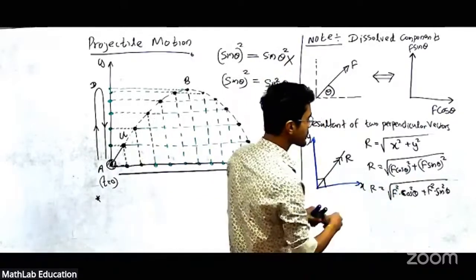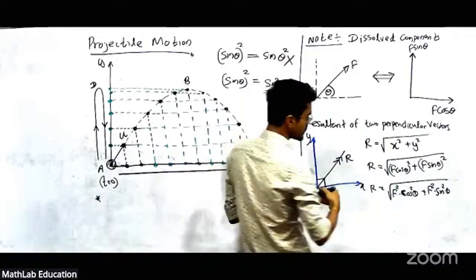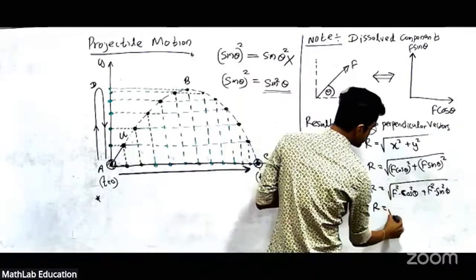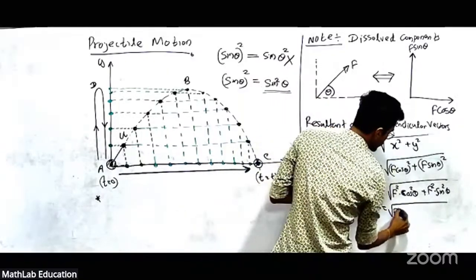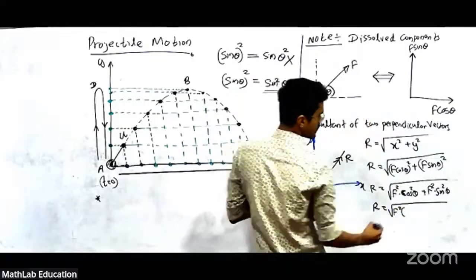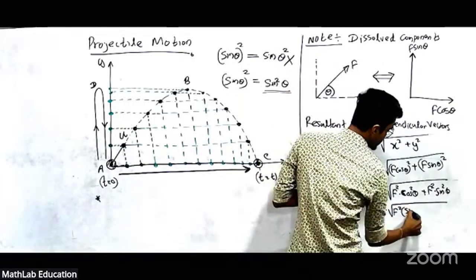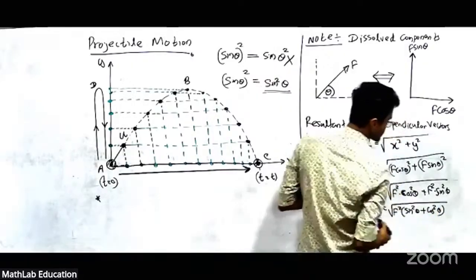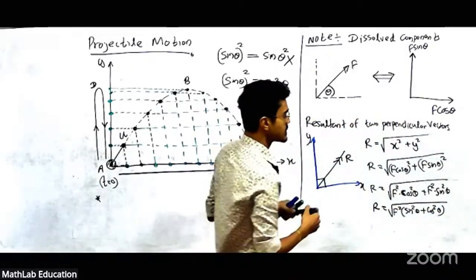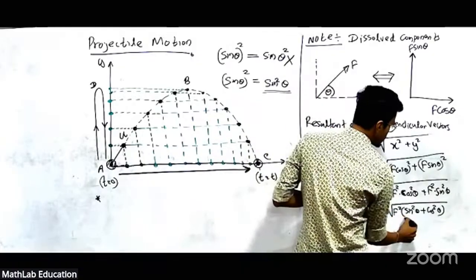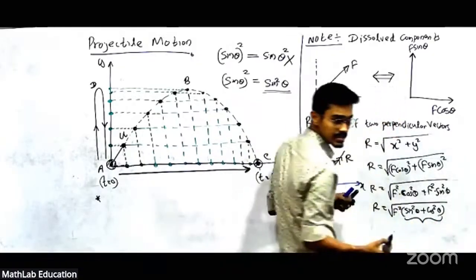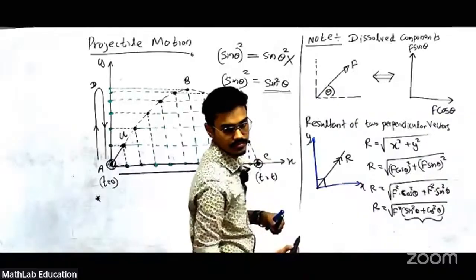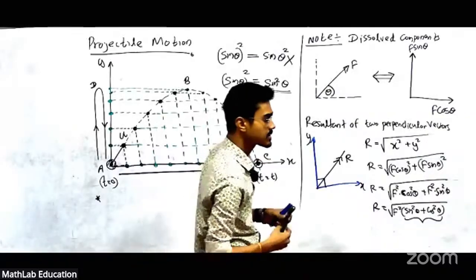Now F squared is common, no? We can take it out. Now inside the root, if F squared is taken out, sin squared theta plus cos squared theta remains, right? So this is a proved value. Sin squared theta plus cos squared theta is 1. That is proved, right?